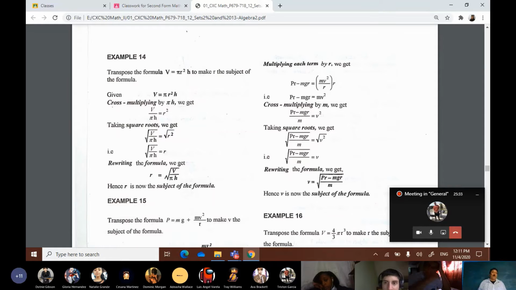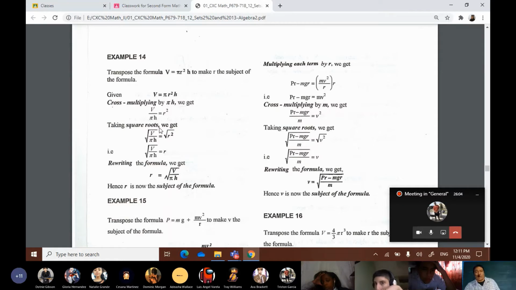Example 14 says, transpose the formula V equals pi r squared h to make r the subject of the formula. So we're given V equals pi r squared h. We cross multiply by pi h. We get V over pi h equals r squared.